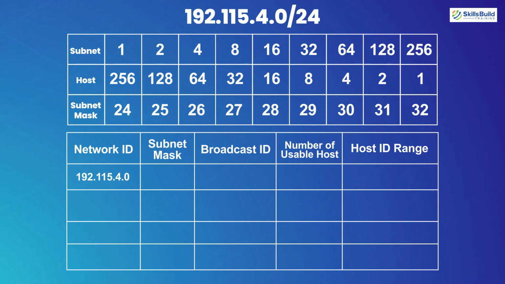So first of all, we will simply add 64 to the IP address that is given to us. Because if you remember, from the first table we know that 64 will be the number of hosts that we can have. So just add 64 in the IP address and the following network ID will be 192.115.4.64.